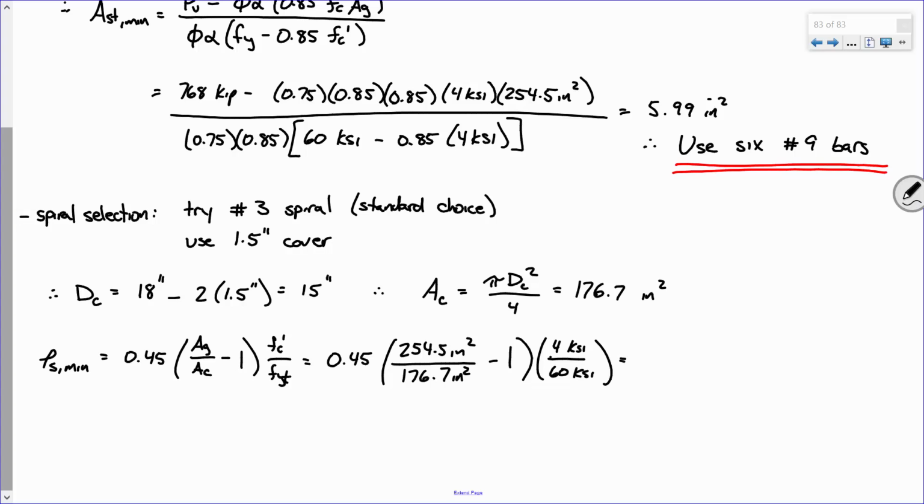All right. Y'all remember that from last time, right? The limit on spiral reinforcement. That comes out to be 0.0132. Is that about right? Okay. All right.